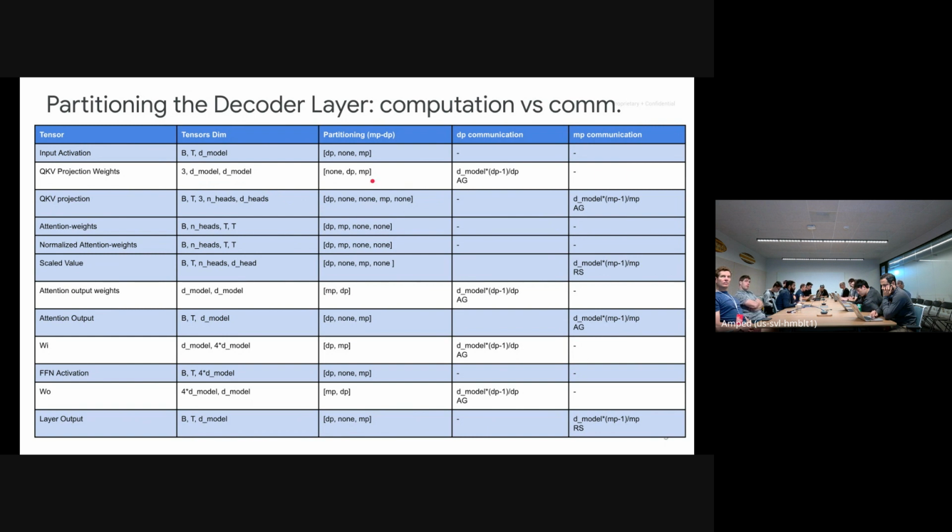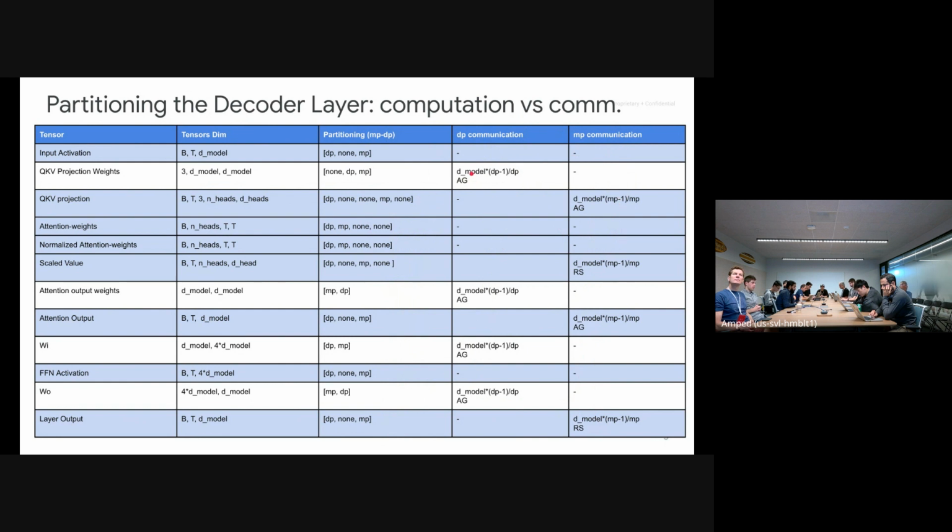What I've done here is list, in the case of 2D sharding, the DP communication and MP communication. This is the same column that you saw in the previous table, that is 2D sharding. Again, this is communication on a certain axis. For example, these are all-gather and reduce-scatter operations. This is for the MP axis, and this is for the DP axis.